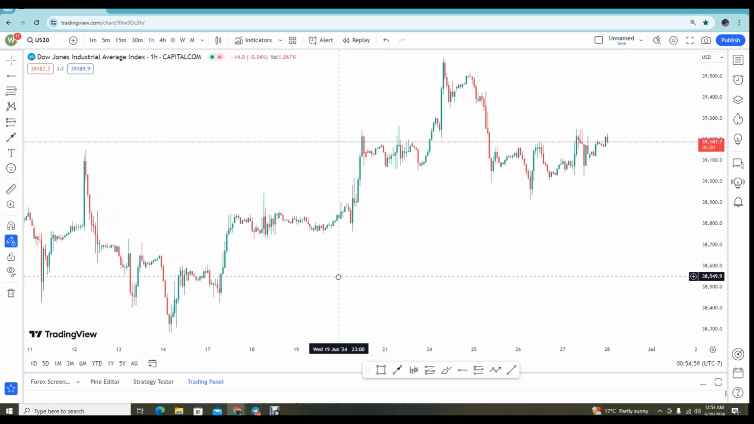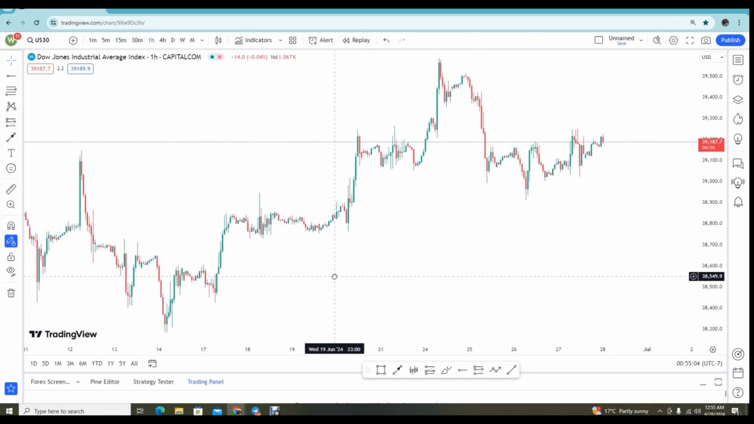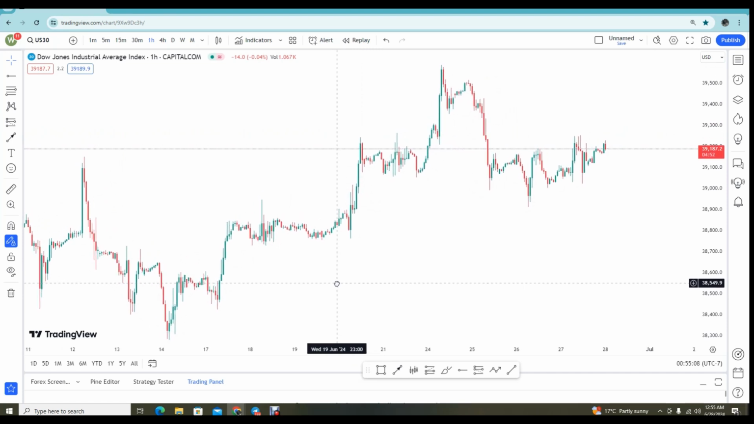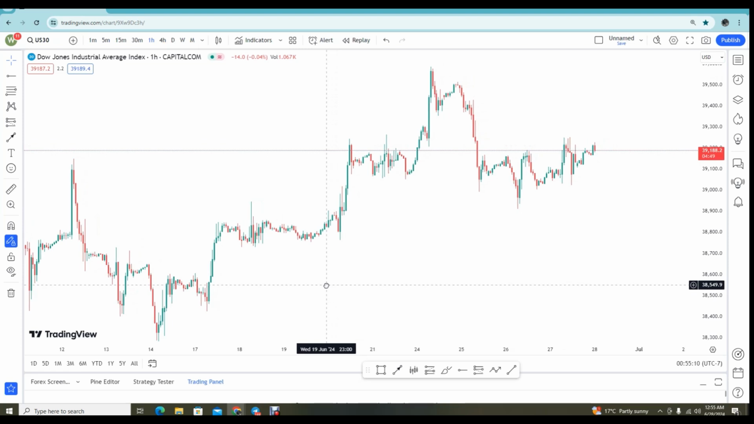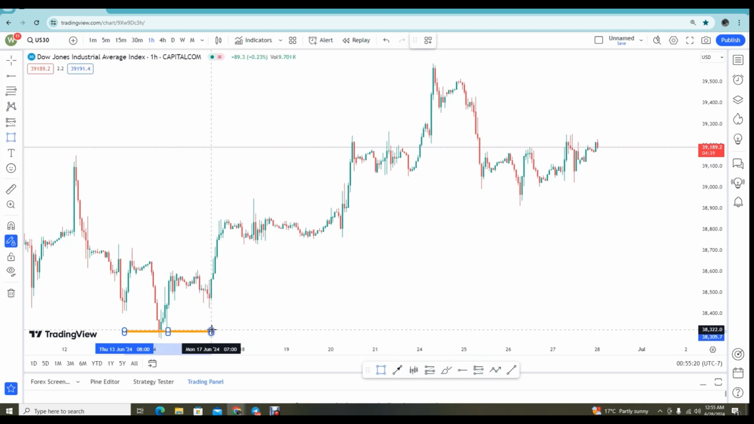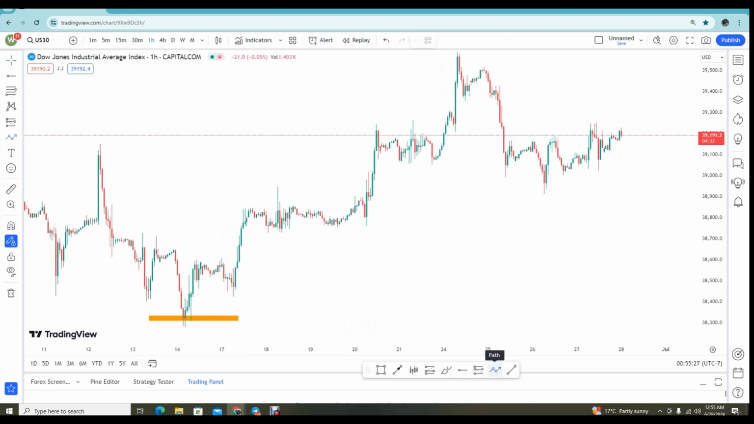We're going to be using the trend line strategy. The first thing I look at when it comes to US 30, we can see that the market has been around this area here, right? So we're going to start from this area and see how the market has been performing.